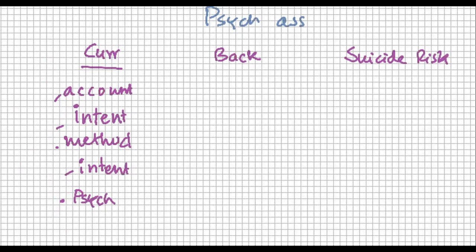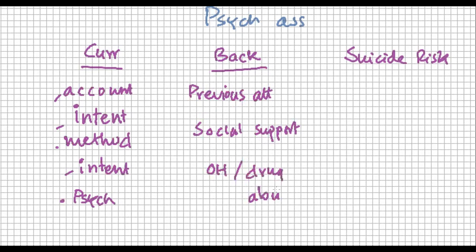We also have to take the history of background of the patient. And in the background, first, we have to take any history of previous attempts, any previous attempts of similar types of self-harm. Is there a personal history or family history of similar events? What is the level of social support for the patient? What is the level of drug abuse? Is there any alcohol abuse or drug abuse history in the patient?